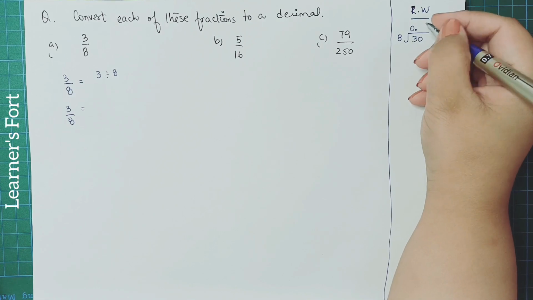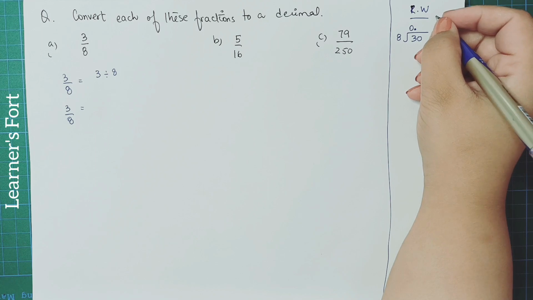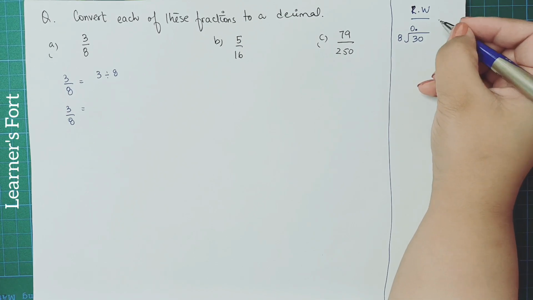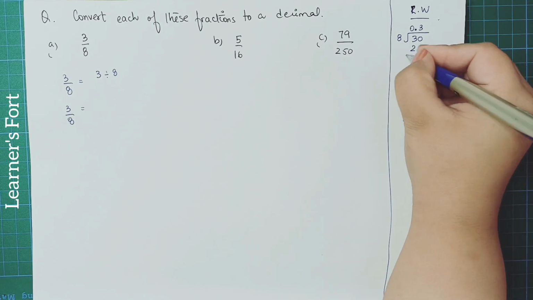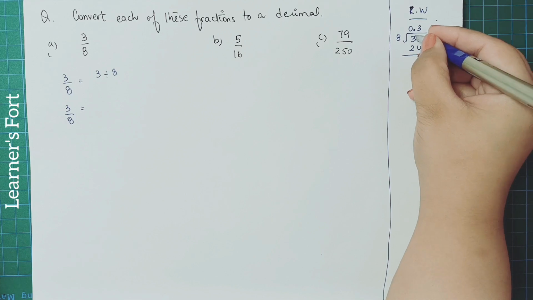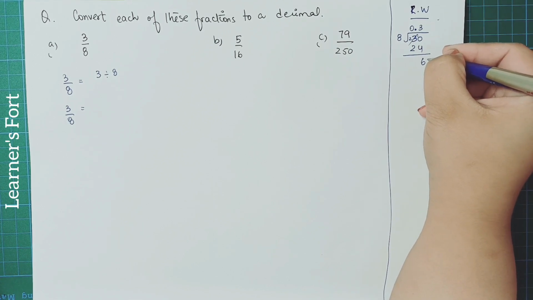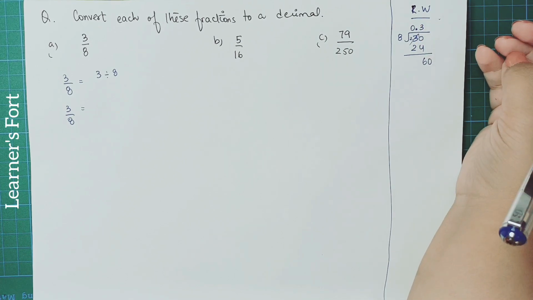230. You know that 8 twos are 16, 8 threes are 24, 8 fours are 32, right? So we cannot go with 4. Because 8 fours are 32, we have to go before. So 8 threes are 24, right? So when we subtract, we get 6. We can also have another 0 here, because with the point, you know that you can have zeros easily.